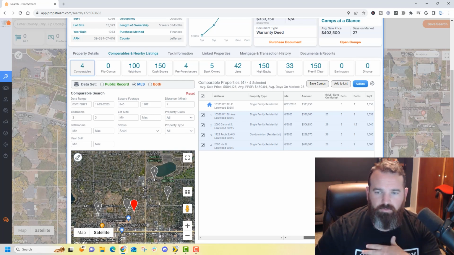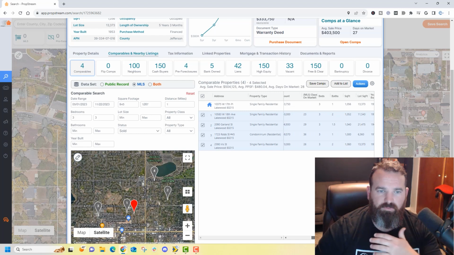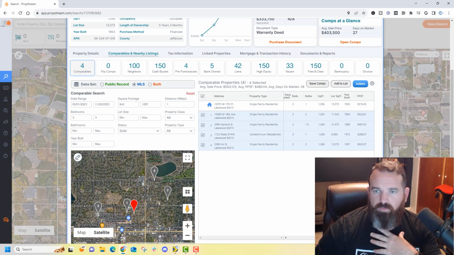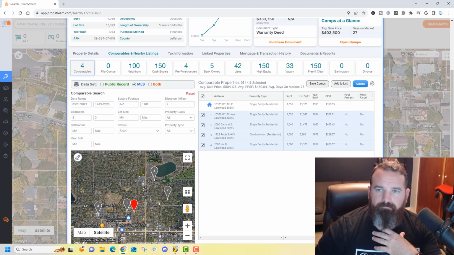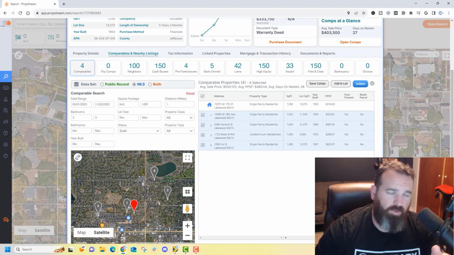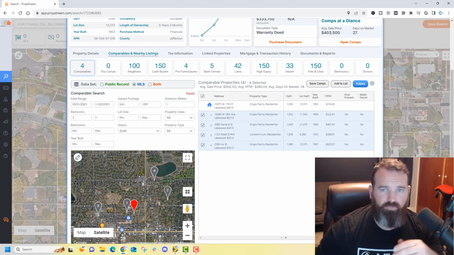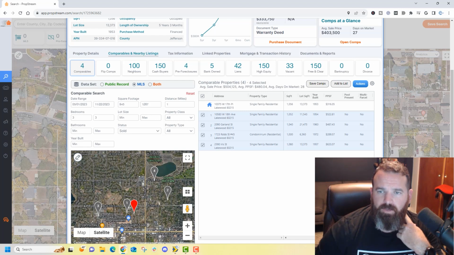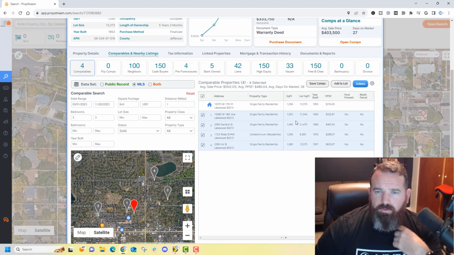Generally speaking, a 3-2 is preferred over a 3-1 or even a 3-1.5. Once you get to 4 bedrooms, you want a 4-3 if you can, or 4-2.5. All right, so they're all around 1,000 square feet. Similar lot size. This one has the exact same lot size as number 6.